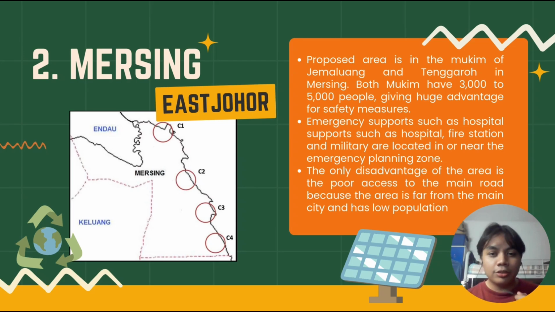The next place that we think is suitable for implementing nuclear power generation of a boiling water reactor is Mersing at East Johor, because the area in Mersing is in the Mukim of Jemaluang and Tenggaroh, and both Mukim have 3,000 to 5,000 people, which is a huge advantage for safety measures.